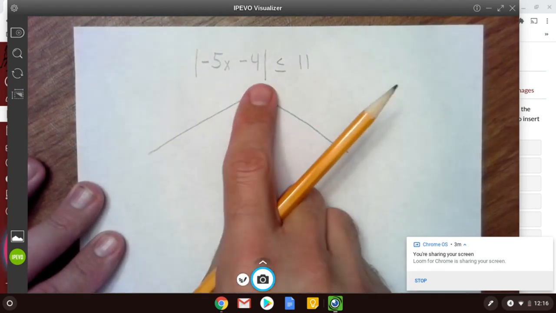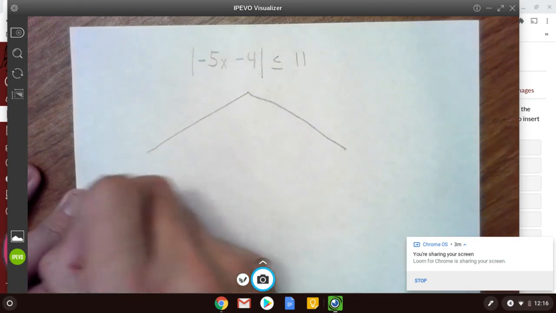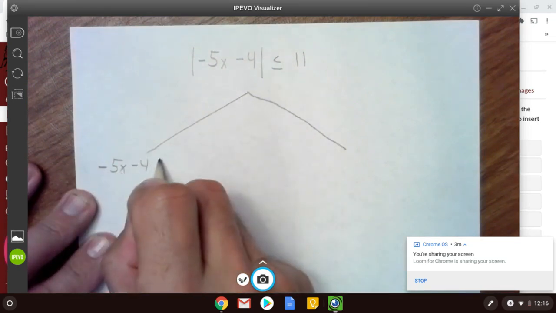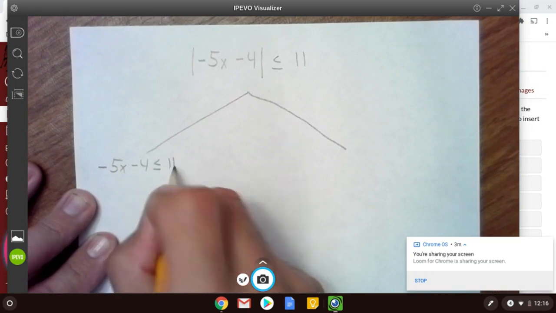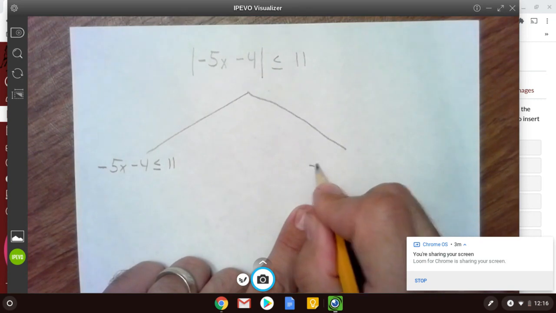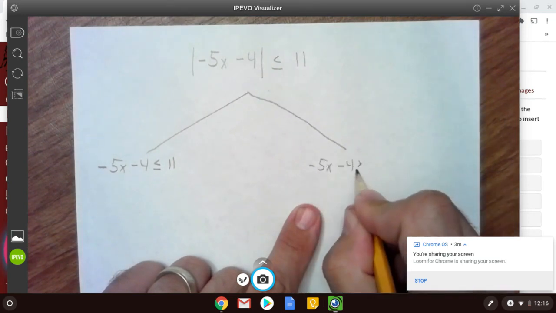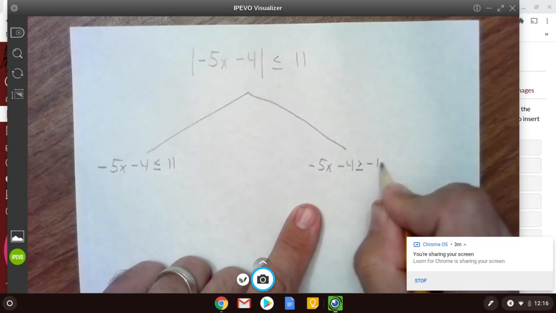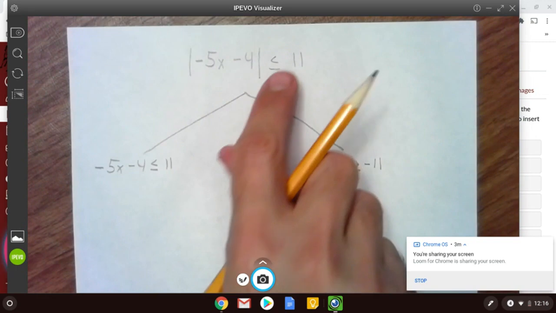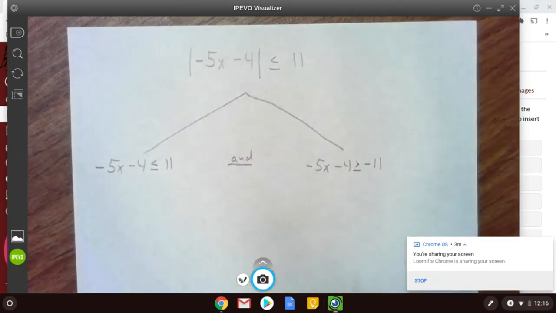All right, so we'll break our problem into two cases. We've got the normal version where -5x minus 4 is less than or equal to 11. And then we've got the negative and flip version. So -5x minus 4, we'll flip the sign and change it to -11 instead. All right, and then because it's a less than symbol here, we're going to have an and statement.